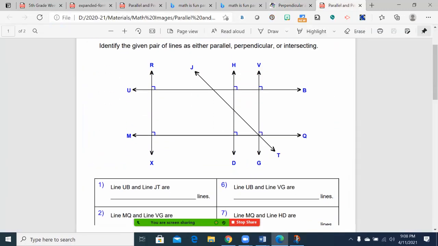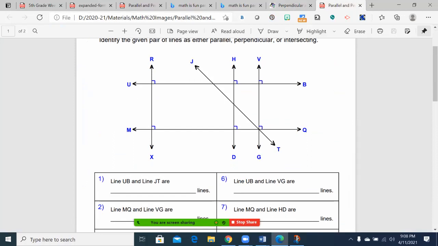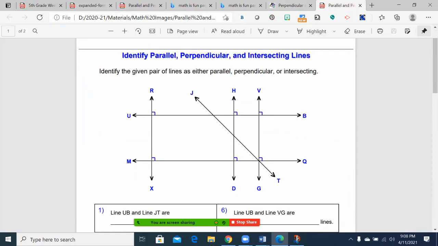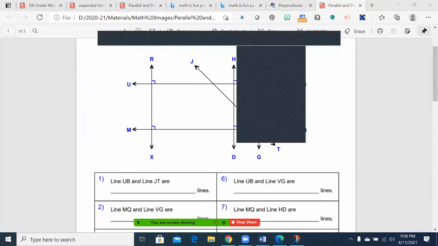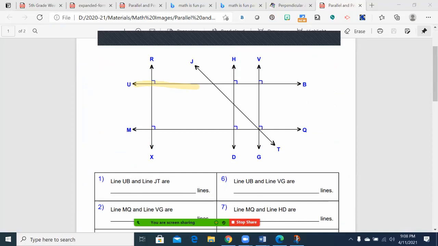So what are you going to have to worry about? This worksheet: identify parallel, perpendicular, and intersecting lines. And if you remember from last year, line UB just means here's the U to the B. This one right here. UB is this one right here.